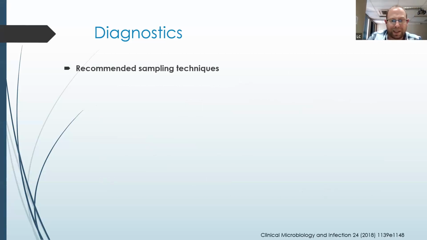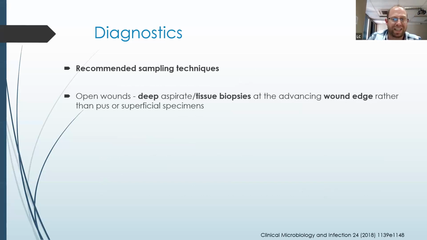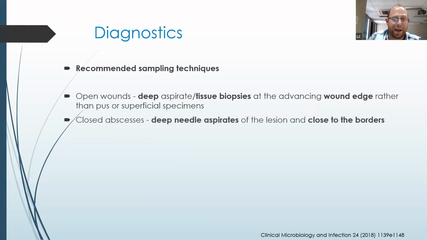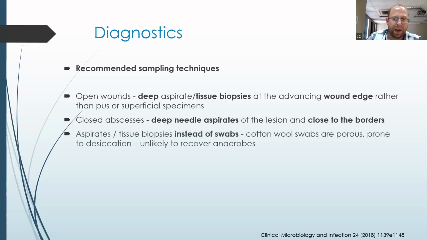So certain sampling techniques have been suggested. For open wounds, a deep aspirate, with maybe less oxygen exposure, or tissue biopsies at the advancing edge rather than just the necrotic tissue in the center. For closed abscesses, again, a deep needle aspirate close to the border, again, conceptually trying to avoid just taking necrotic tissue and trying to get something that actually still has viable organisms.